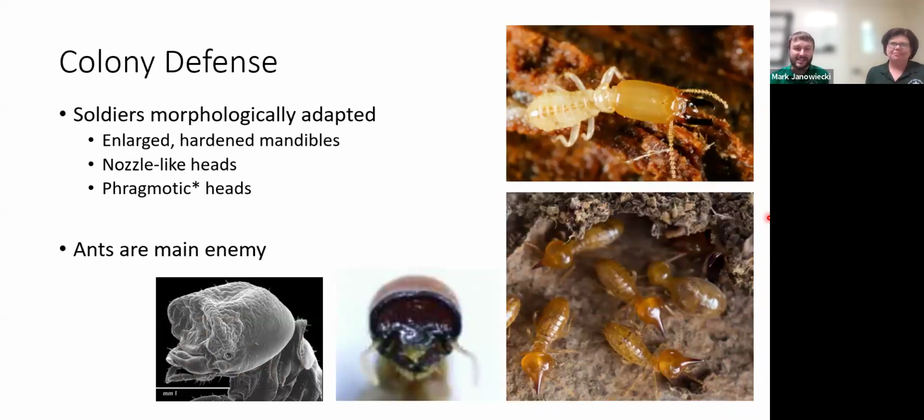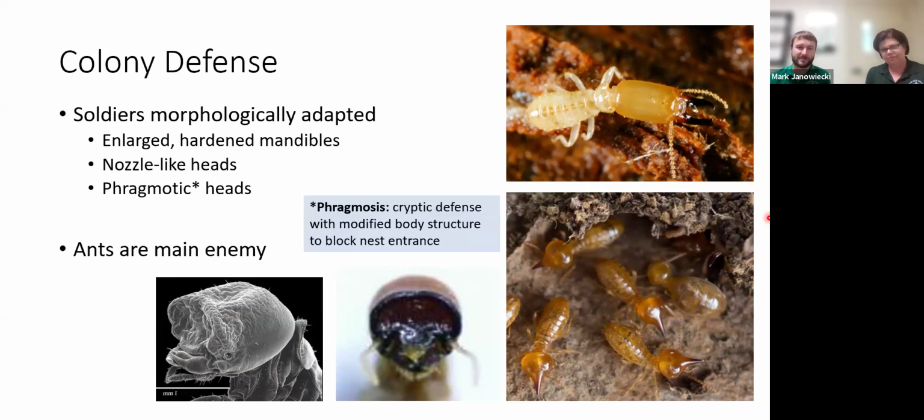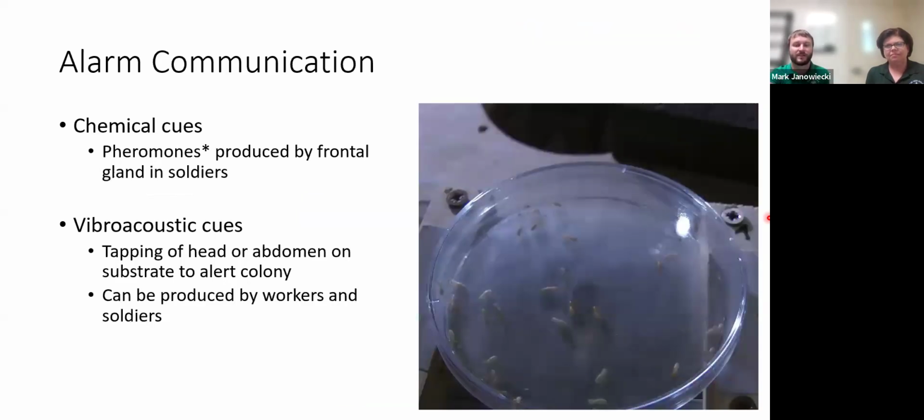For colony defense, as we've talked about, the soldiers are morphologically adapted for this defense. They have those enlarged, hardened mandibles, as we've seen in many of our species, or the nozzle heads, as I showed with the tree termites or conehead termites. The phragmotic termites, as Carrie's described, are that cryptic defense with a modified body structure to block the nest entrance. And for termites, ants are their biggest enemy. So a lot of these adaptations are to fight off ants and other predators.